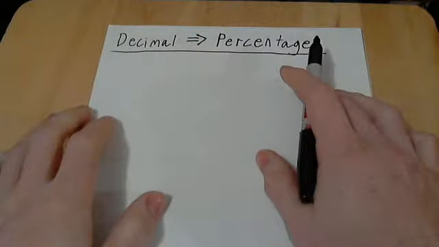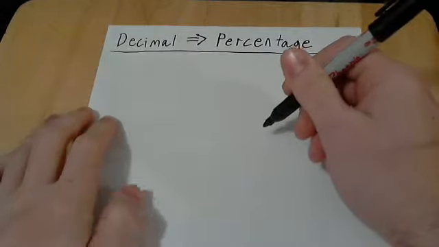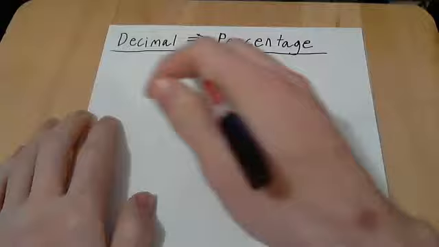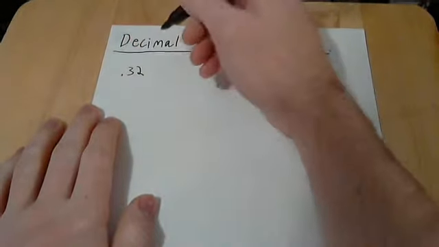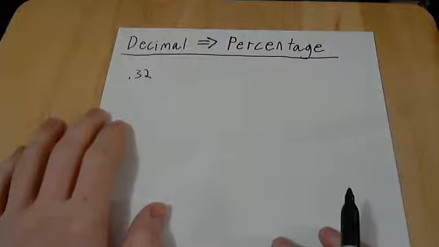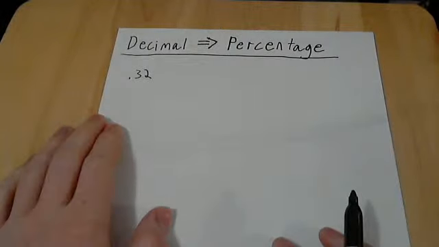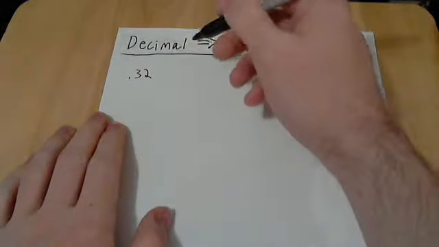In this video, I'm going to show you how to convert decimals into percentages and vice versa. So first off, let's look at decimals to percents. First of all, let's go with 0.32 as our example. When you convert decimals to percentages, all you have to do is multiply by 100, or in other words, move the decimal 2 places to the right.